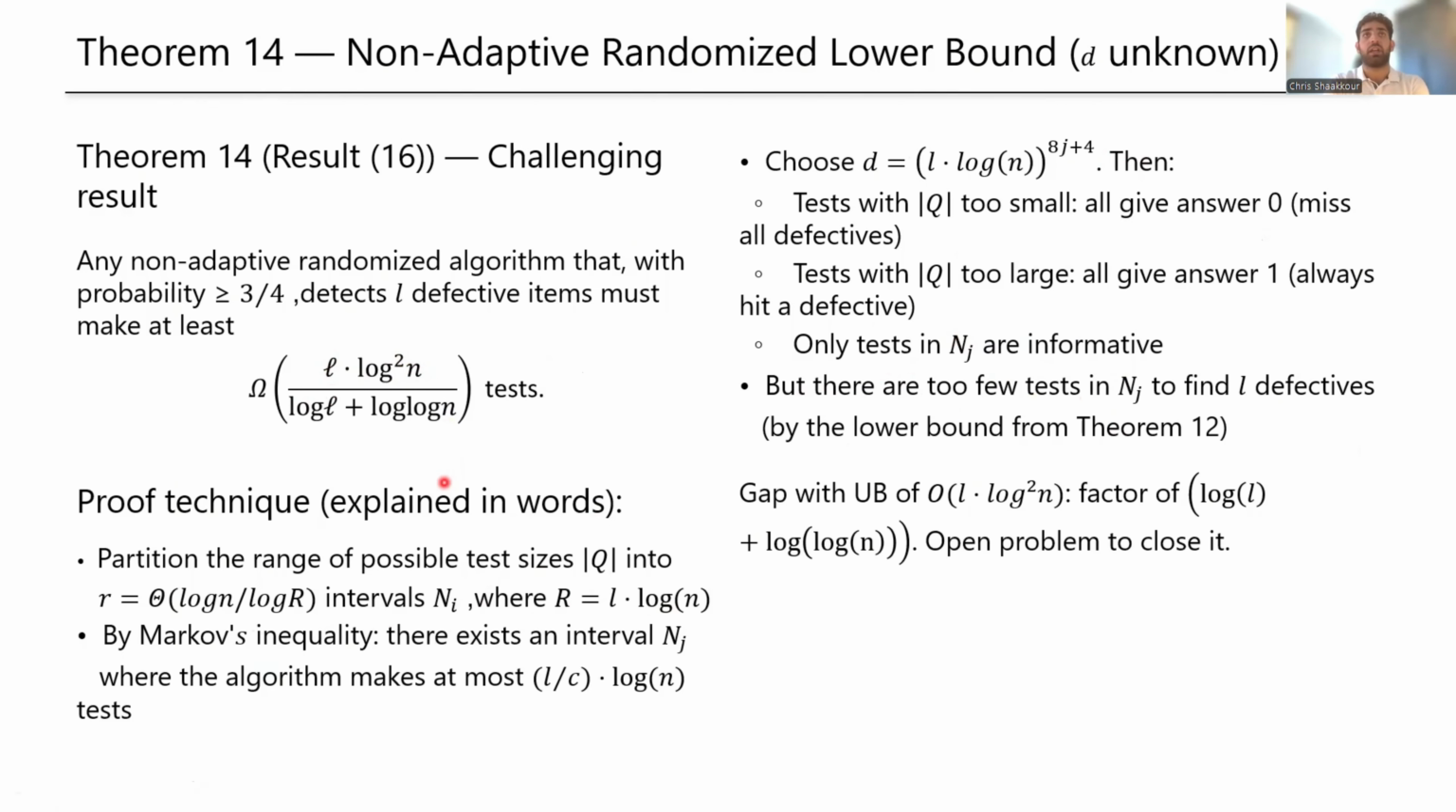One thing to notice is that there is a gap of this factor between this theorem, where the lower bound of D unknown, and the upper bound of D unknown on the non-adaptive randomized, and this is still an open problem which hasn't been solved yet. If this factor could be proven to be minimized to give us the same lower and upper bound between them, which is L log squared of n.